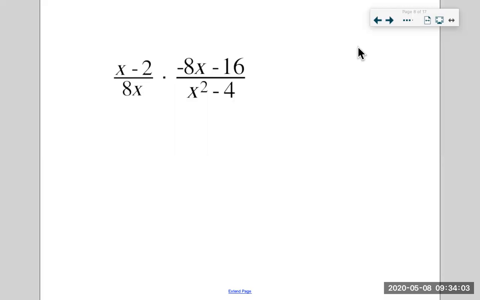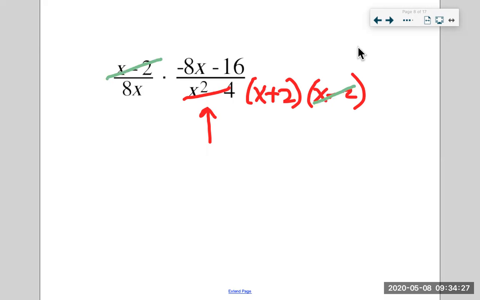All right, so as we continue on, there'll be more and more factoring that you'll have to identify first so that you can then simplify and multiply. So difference of squares here. This could be rewritten as x plus 2 times x minus 2. And as soon as I do that, I can see that there's an x minus 2 factor in the numerator and an x minus 2 factor in the denominator, so that can simplify away. Now this negative 8x minus 16, a clue is we have 8x here.